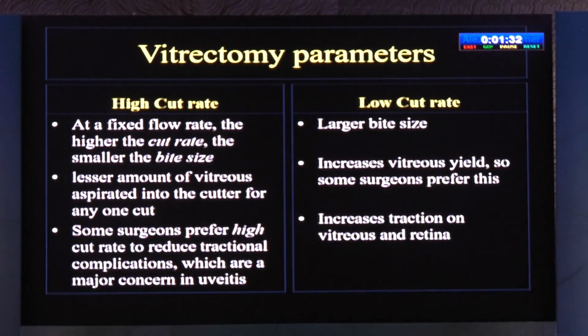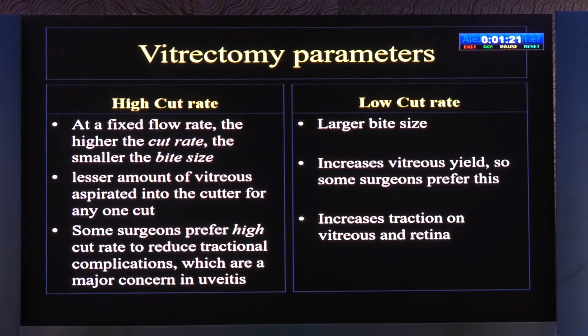Now, a few concepts about the vitrectomy parameters. Some surgeons prefer a high cut rate, the normal cut rate, and some surgeons prefer low. The simple reason is at a fixed flow rate, the higher the cut rate, the smaller the bite size, and a lesser amount of vitreous is aspirated into the cutter for any one cut. But if the cut rate is low, when we keep it at about 1000 or 2000 cuts per minute, the bite size is larger and it increases the vitreous yield. So some surgeons prefer this. The surgeons who prefer a high cut rate want to reduce the tractional complications, which are a major concern in uveitis. But the low cut rate increases the traction on vitreous and retina. So it's the surgeon's choice what cut rate you want to use.